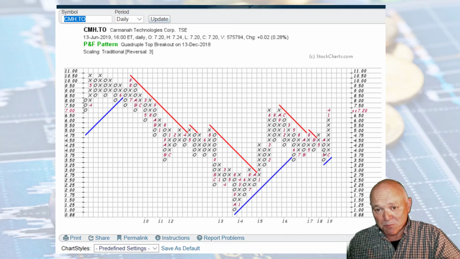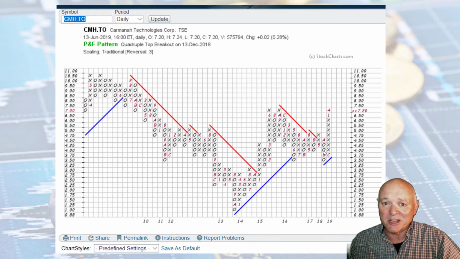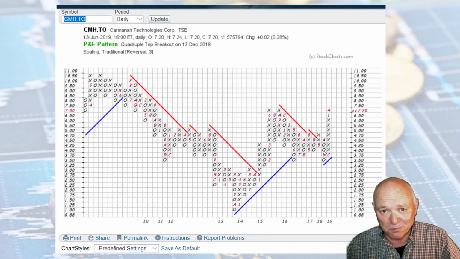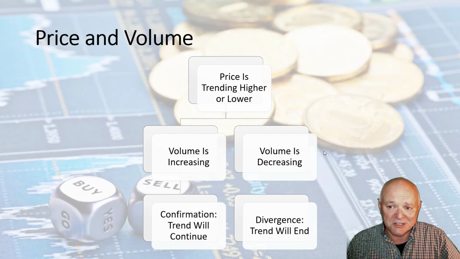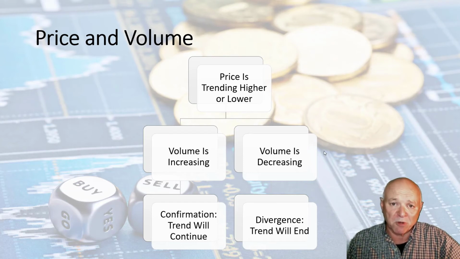Price information has mostly been the focus of what we've looked at, but people who are serious about technical analysis spend as much time talking about volume as they do about price. Volume information is particularly important because it helps us to spot changes in direction.